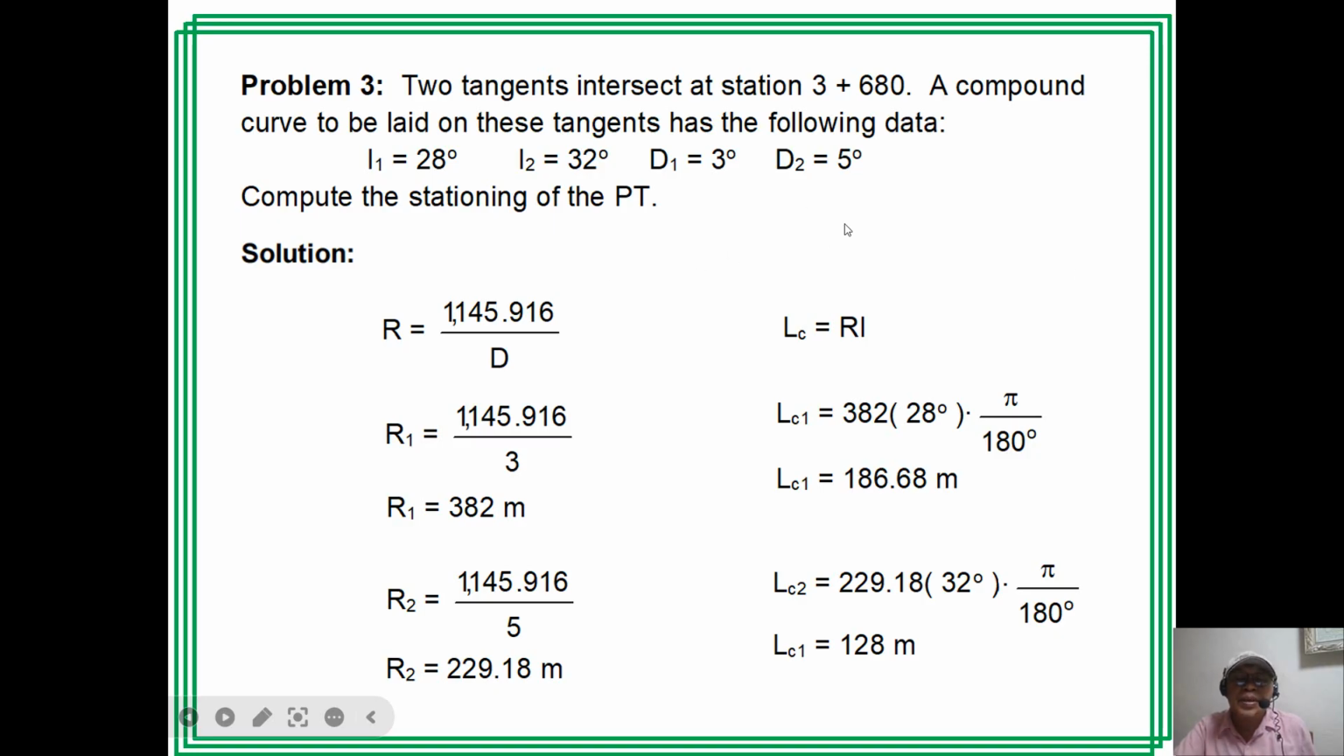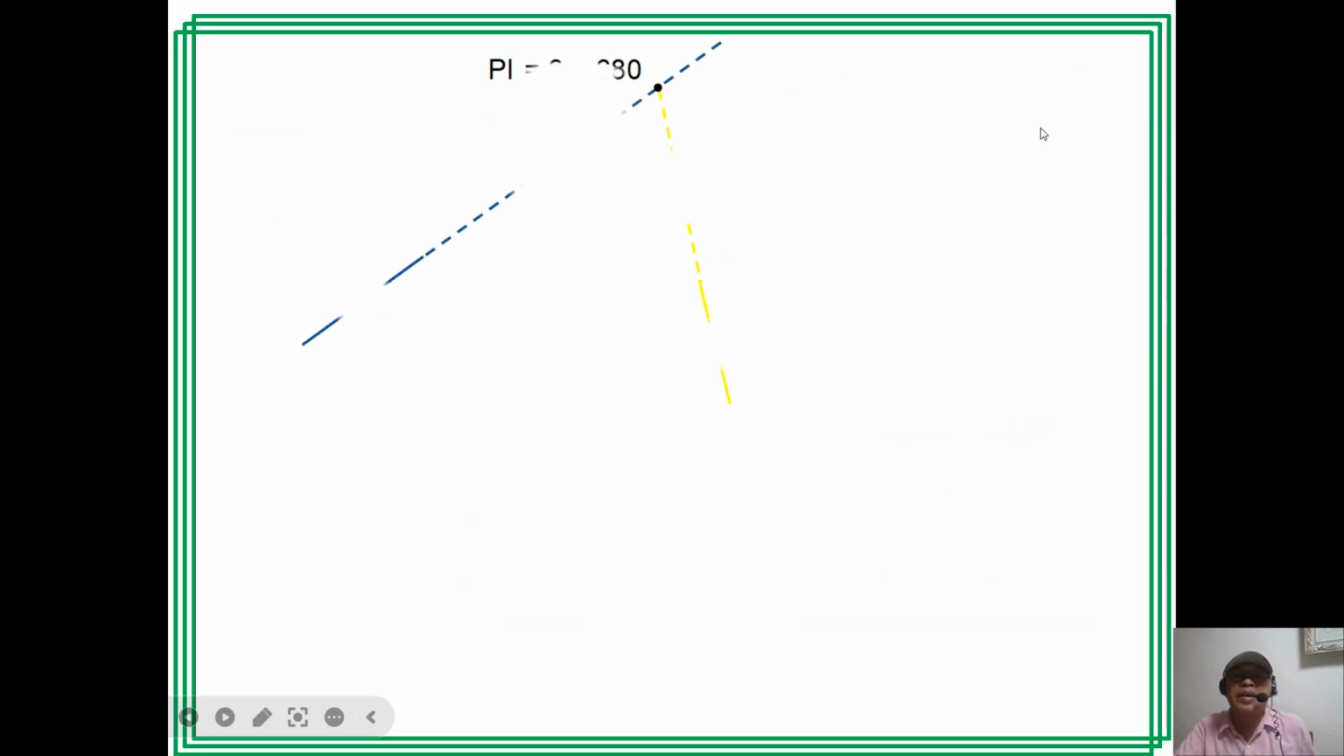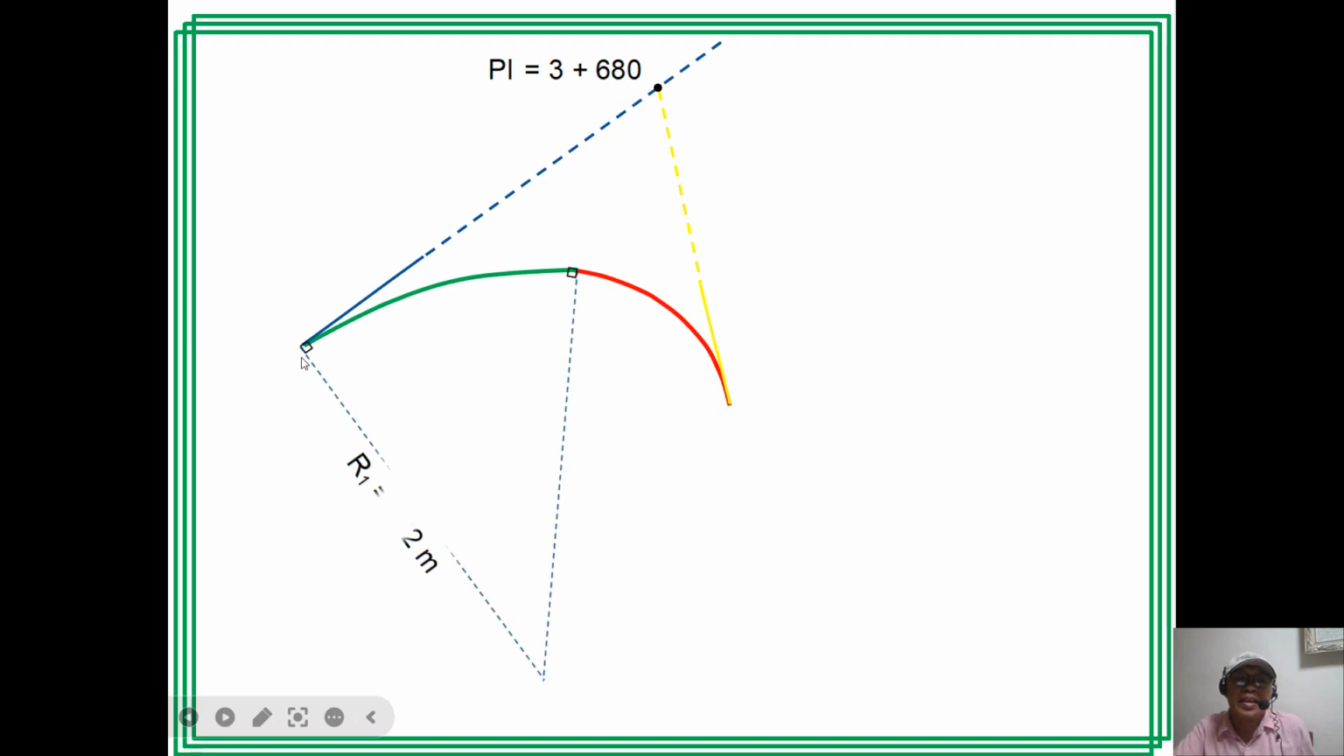Okay. So we can now draw the compound curve. The PI is at 3 plus 680. Then we have the two curves here. PC. The radius of the first is 382. The second, 229.18.